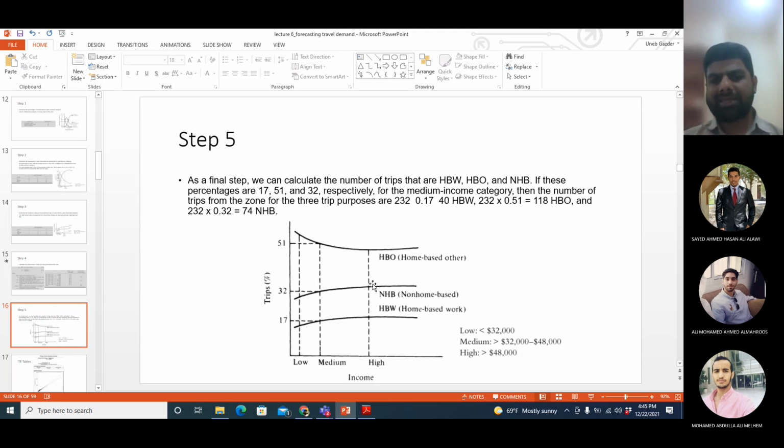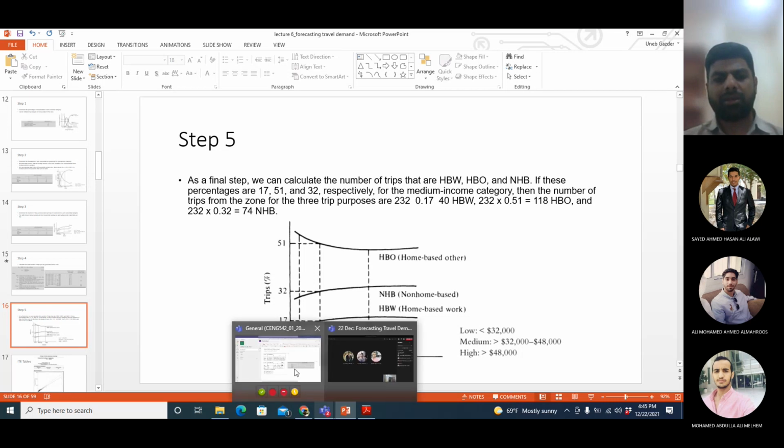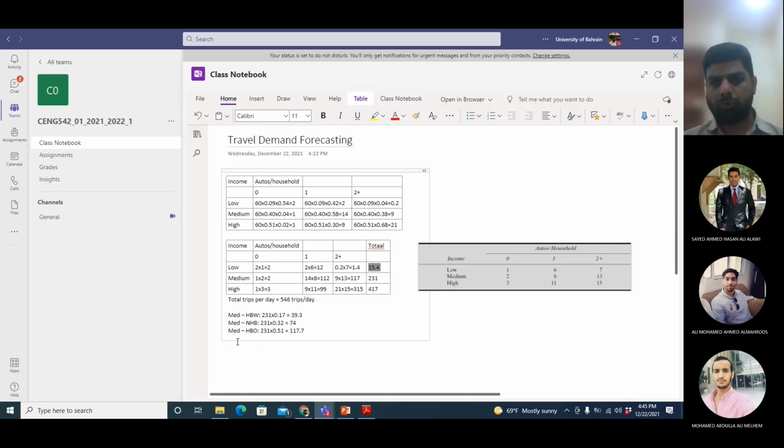So if you know the exact scale of the graph, you can take the other values from the intersection lines, and then you can just do the same thing for low income and high income groups as well. These numbers will change and the total will be taken from here. Total number of trips will be taken from here. Each time you take the total number from here and then you multiply with the percentages you will get from the graph.